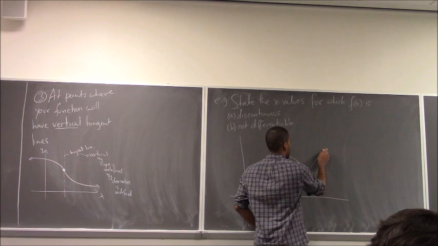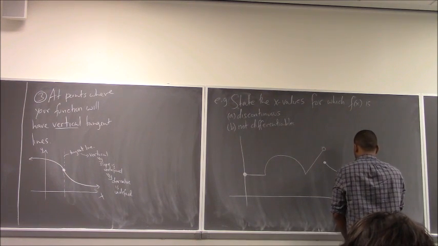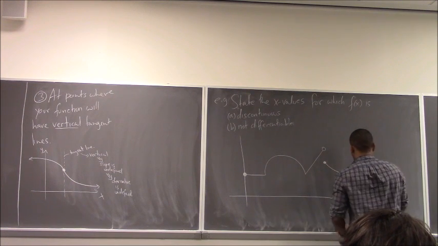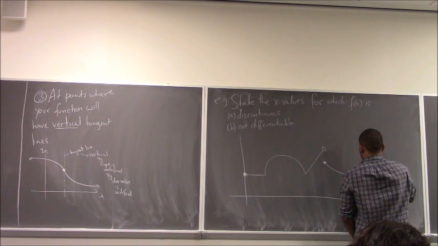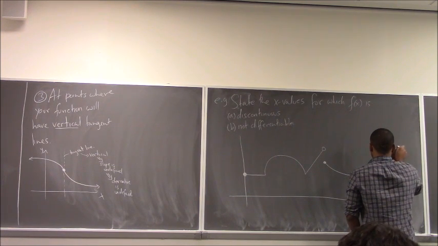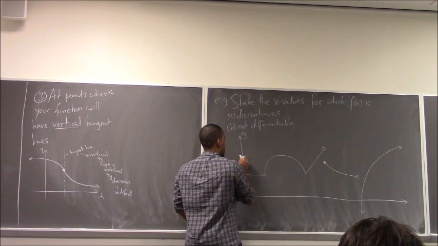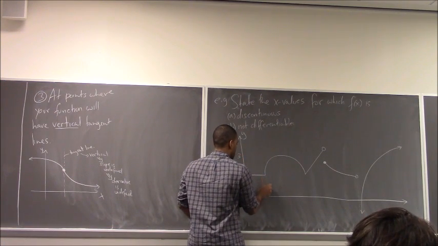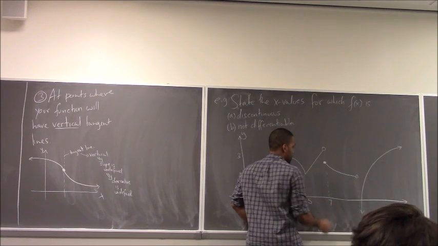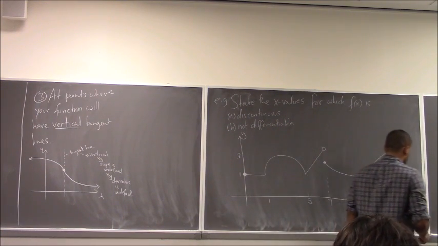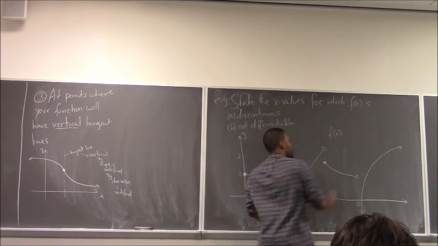Semicircle. That's supposed to be a semicircle. Let's say this is one, two, and this is the function f of x. So you can imagine it's some sort of piecewise function.